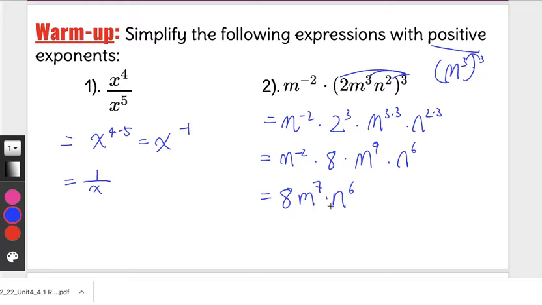You don't actually need to write this dot here. We can just keep the answer as 8 m to the 7th n to the 6th, because this is just multiplication, so you don't need to write the dot. They are equivalent forms. Okay, so this warm-up is just a quick review of some properties of exponents: how do we divide powers, how do we multiply powers, how do we deal with a power of a power.